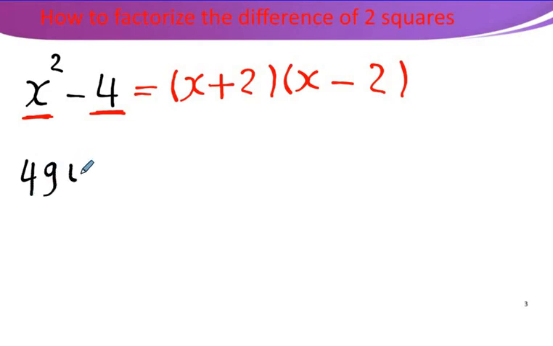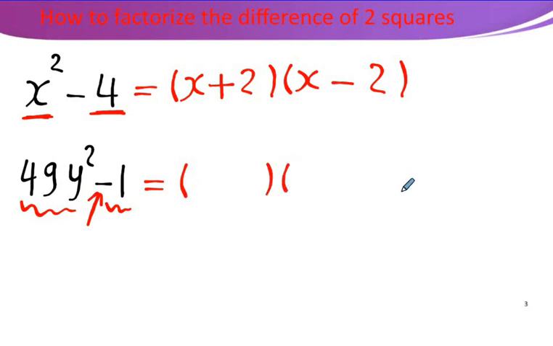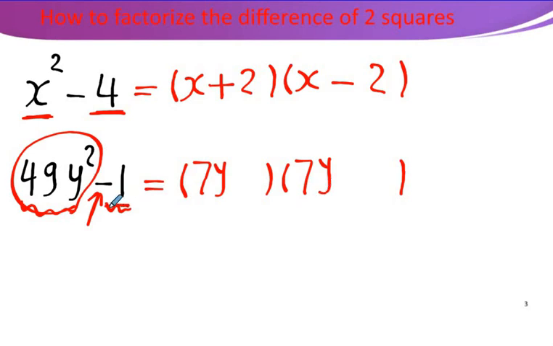49y to the power 2 minus 1. This expression is difference of two squares. Why? The first term is a perfect square, the second term is a perfect square, and here is negative. So, two brackets. The square root of 49y to the power 2 is 7y, so 7y here and 7y here. The square root of 1 is 1, so 1 here and 1 here. One positive and the other negative. Another example.